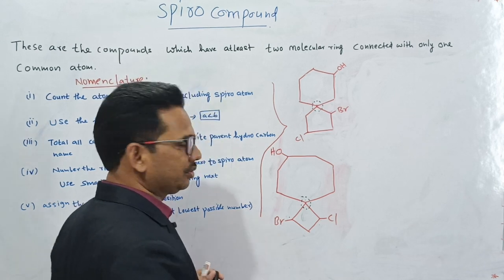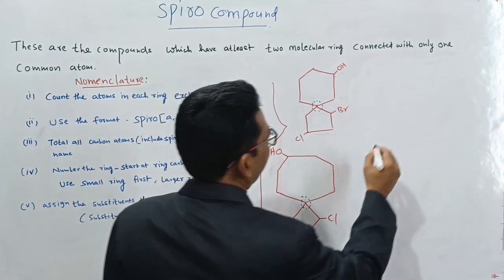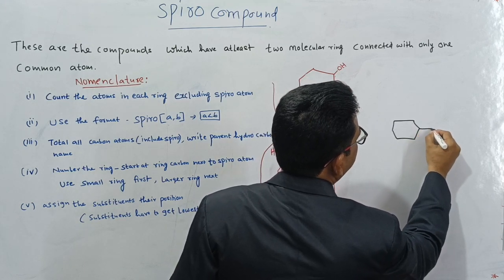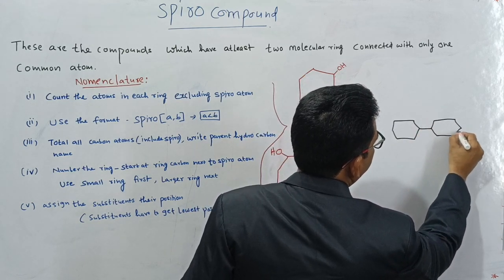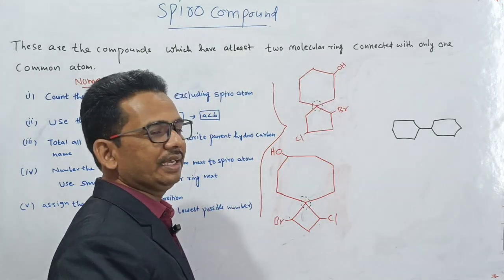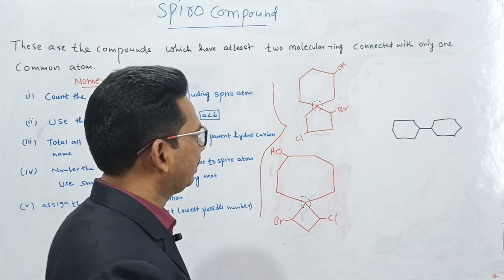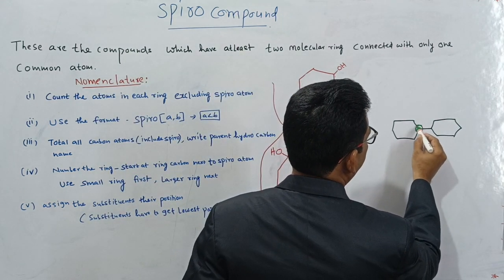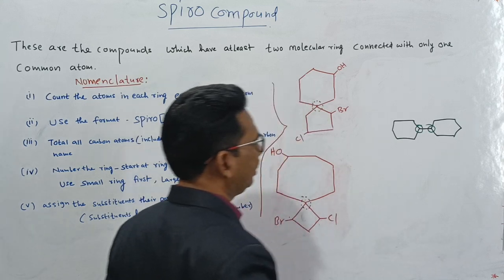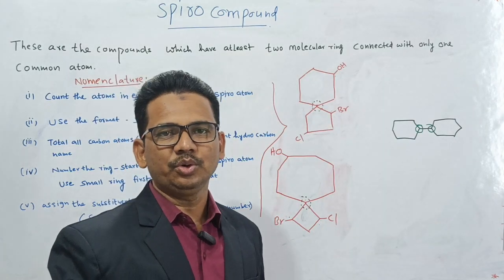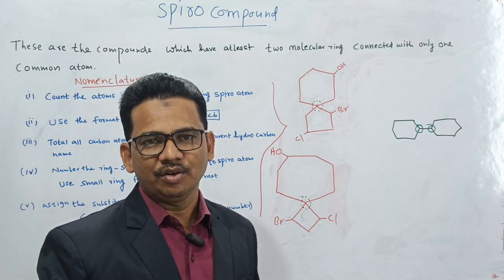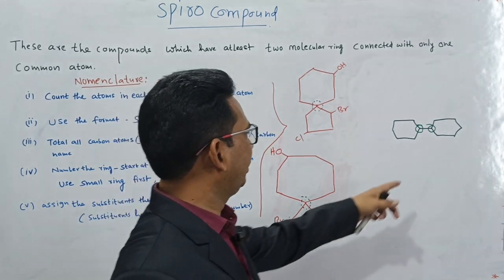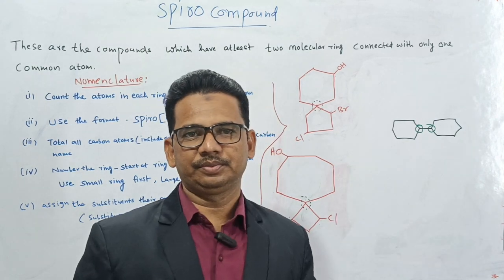Then some students might be confused. I will give another example. In this case you can see this one, they will think it is a Spiro compound. This is not. Why is it not a Spiro compound? Here you might observe that the rings are connected with two atoms, not one atom. It is connected with two atoms. That's why it is not a Spiro compound. Okay.